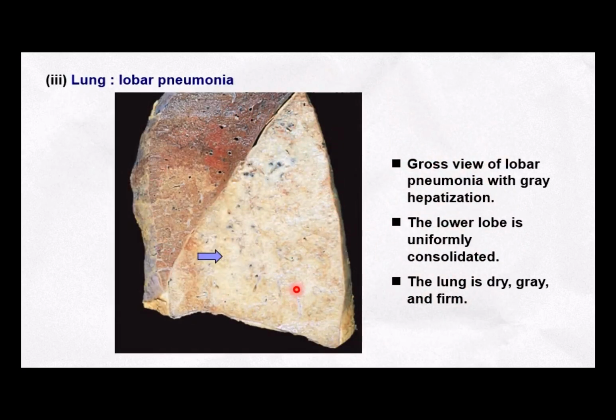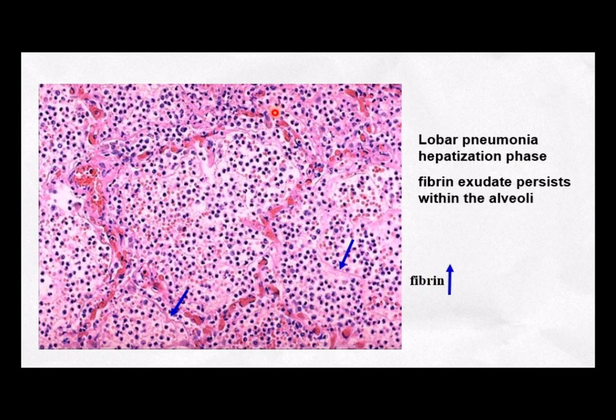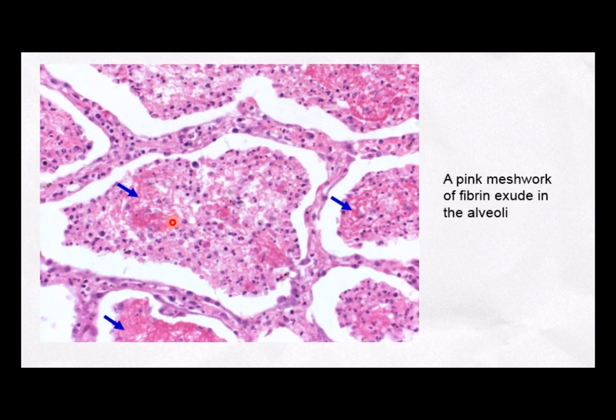This picture shows the gross view of lobar pneumonia with gray hepatization. The lower lobe is uniformly consolidated. The lung is dry, gray-white, and firm. Under the microscope, we can see here is an alveolus, and the alveolus is filled with exudates, meaning neutrophils and fibrin, and also we can find some red blood cells. The picture shows a pink meshwork of fibrin exudate in the alveoli.